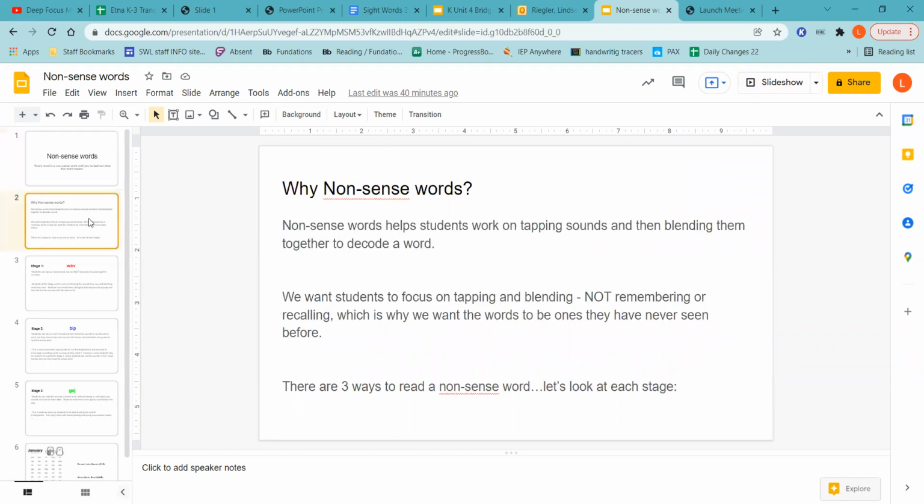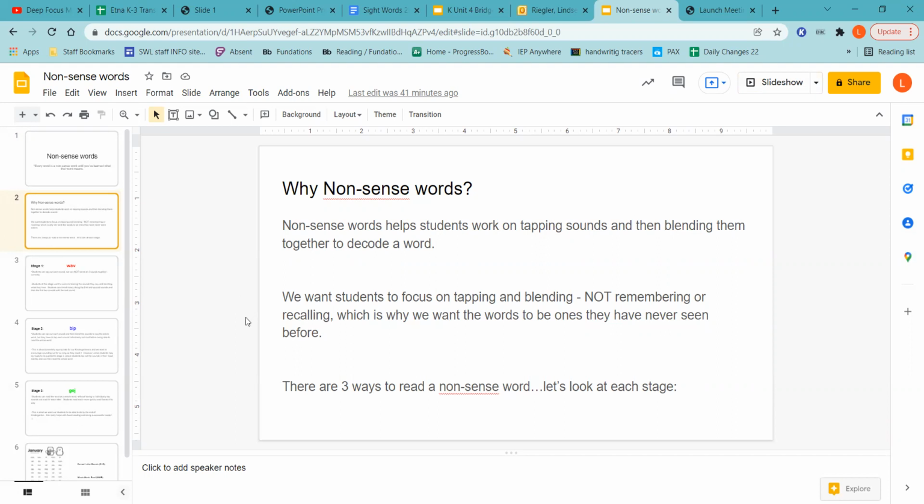Why do we practice nonsense words or silly words? Nonsense words help students work on tapping and then blending sounds to decode a word. We want students to focus on tapping sounds and blending them together. We don't want them to remember or recall a word they already know, which is why we need these words to be ones they've never seen before. The best way to make that happen is to give them nonsense or silly words.